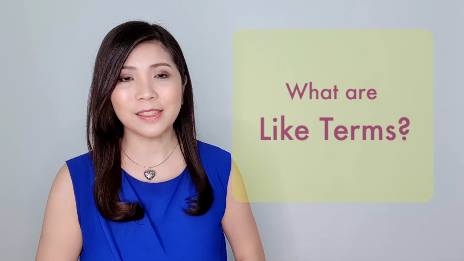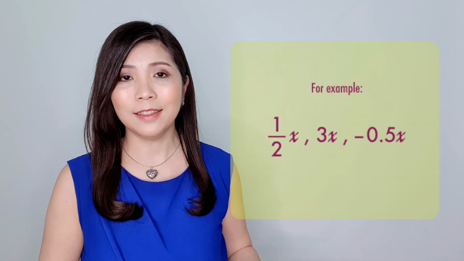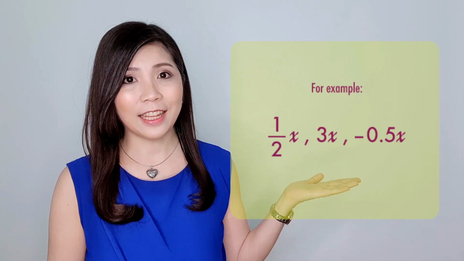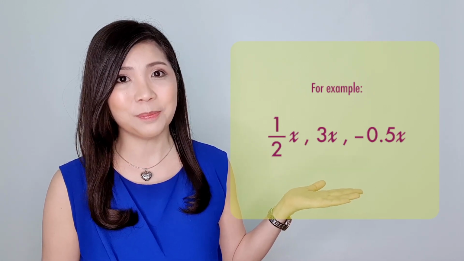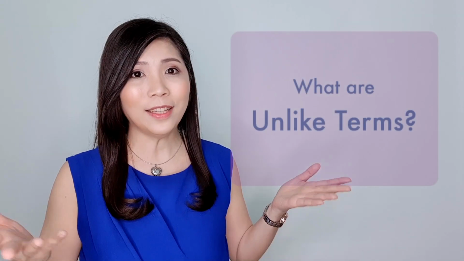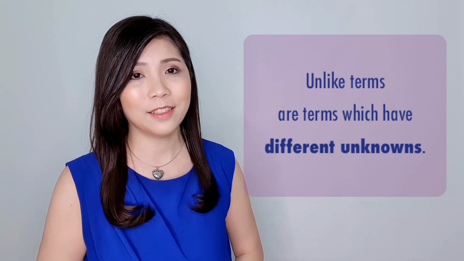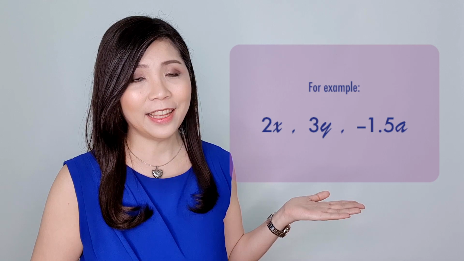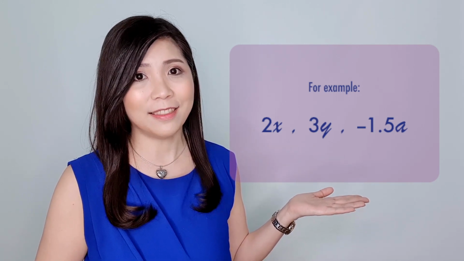What are like terms? Like terms are terms which have the same unknown. For example, half x, 3x, and negative 0.5x. So all these are like terms. What are unlike terms? Unlike terms are terms which have different unknowns. For example, 2x, 3y, and negative 1.5a. So all these are called unlike terms.